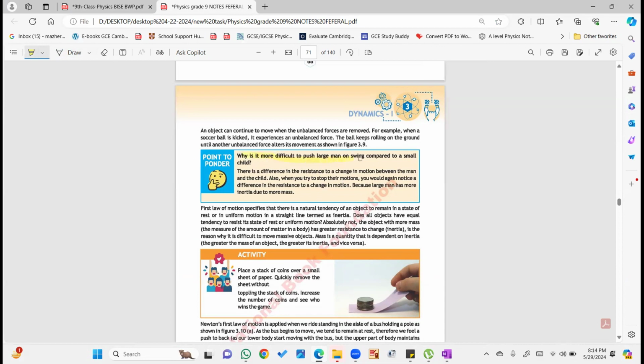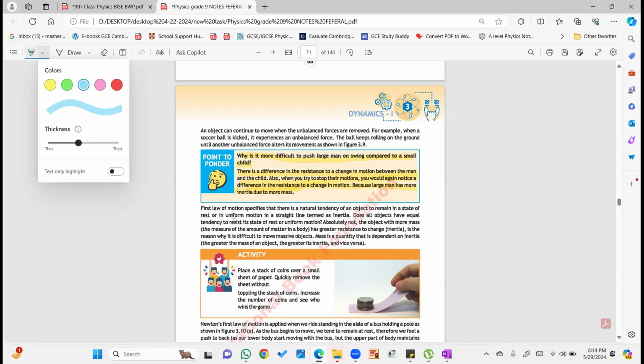Why is it more difficult to push a large man on a swing compared to a small object? Why would it be difficult? Due to inertia. See, there's a difference in the resistance to a change in motion between the man and the child. Also, when you try to stop their motion, you would again notice a difference in the resistance to change the motion, because the larger man has more inertia due to more mass.